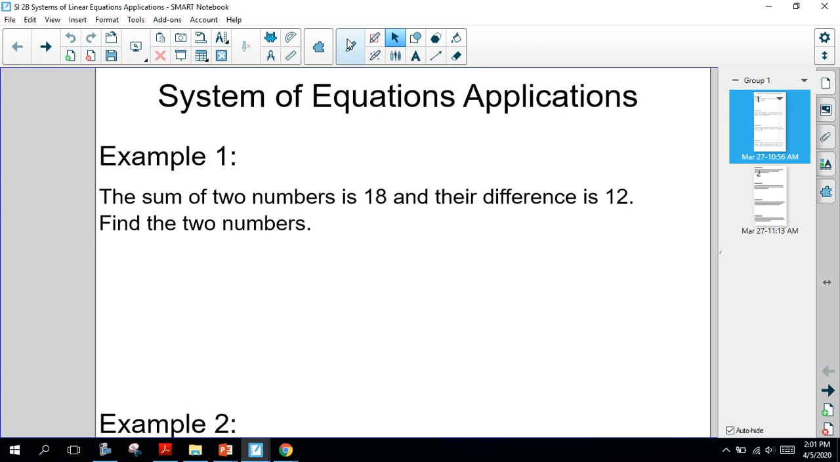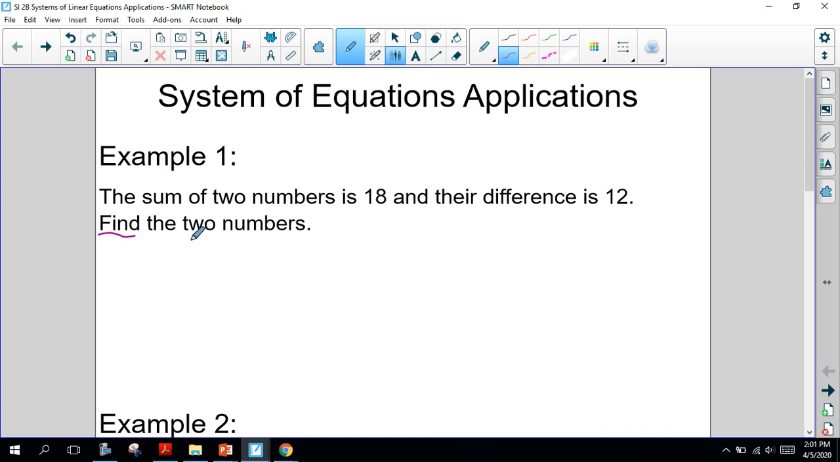Just like any other time we're solving a word problem, the first thing that we should do is define the variables, and we go to the question. It's asking me to find two numbers. So if I'm going to define variables, I'm going to say that maybe x and y will be my two variables. And since I'm finding two numbers, for a lack of anything better to call them, I'm going to call x the first number, and I'm going to call y the second number.